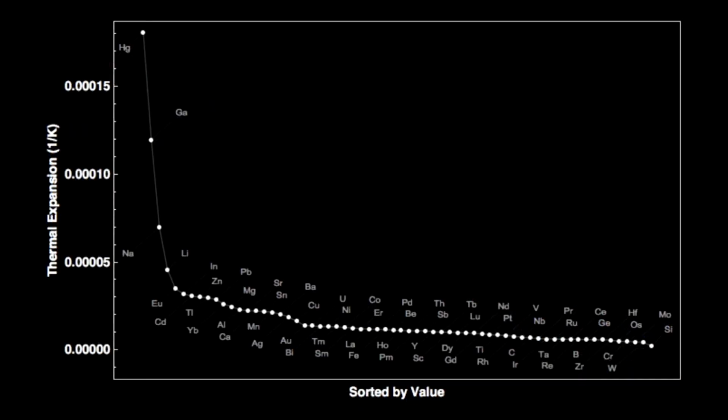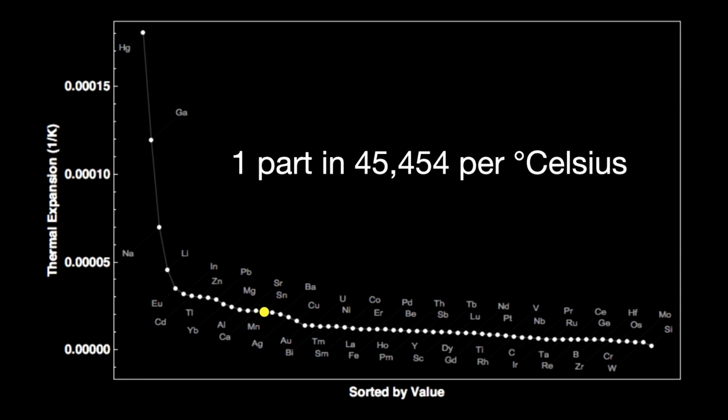Tin has the 16th highest thermal expansion rate. It expands 1 part in 45,454 for every degree Celsius in temperature rise. That means if you had, say, a 1 meter bar of tin, it would get longer by about 22 10,000ths of a meter, or 2/10ths of a millimeter, when you raised its temperature by only 1 degree Celsius.